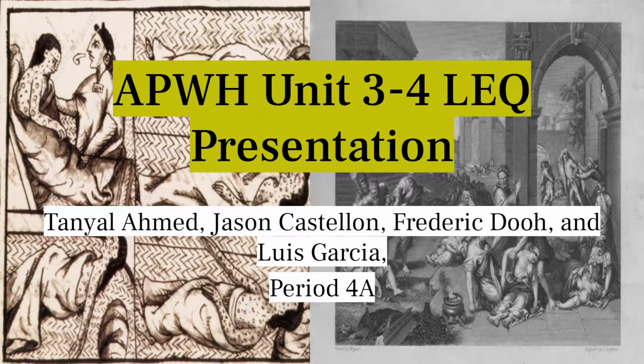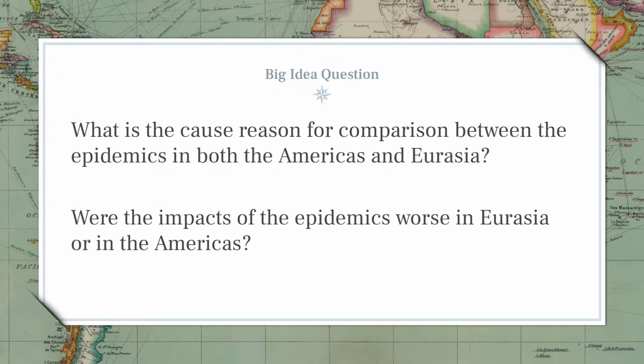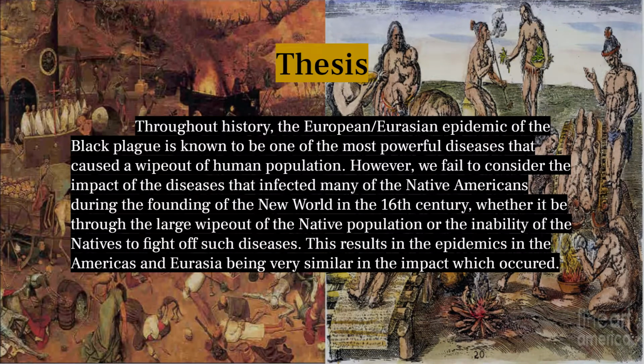Greetings. An AP Modern World History LEQ, a comparison of two cultures. Today we will find out the answers to the main cause for comparison between epidemics in both the Americas and Eurasia, whether the epidemics in Eurasia were worse than in America or similar. As a group, we collaboratively agreed that throughout history, the Eurasian epidemic, commonly known as the Black Plague, and the epidemics in the Americas, compared in the entire process, effects and impact, reached the same magnitude.